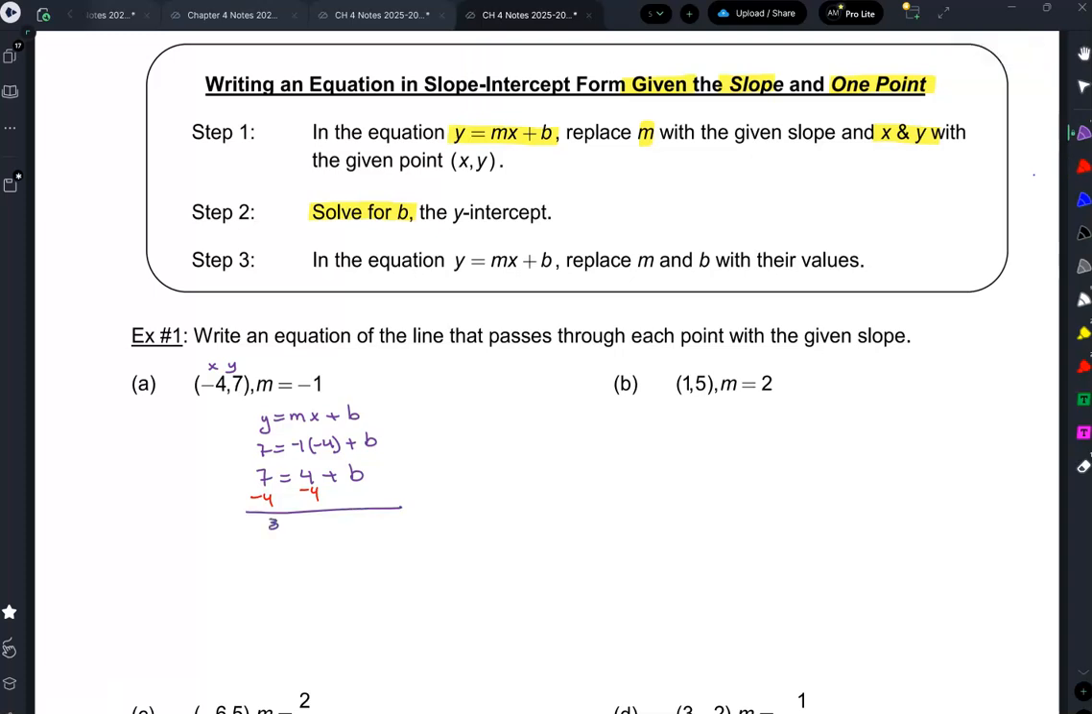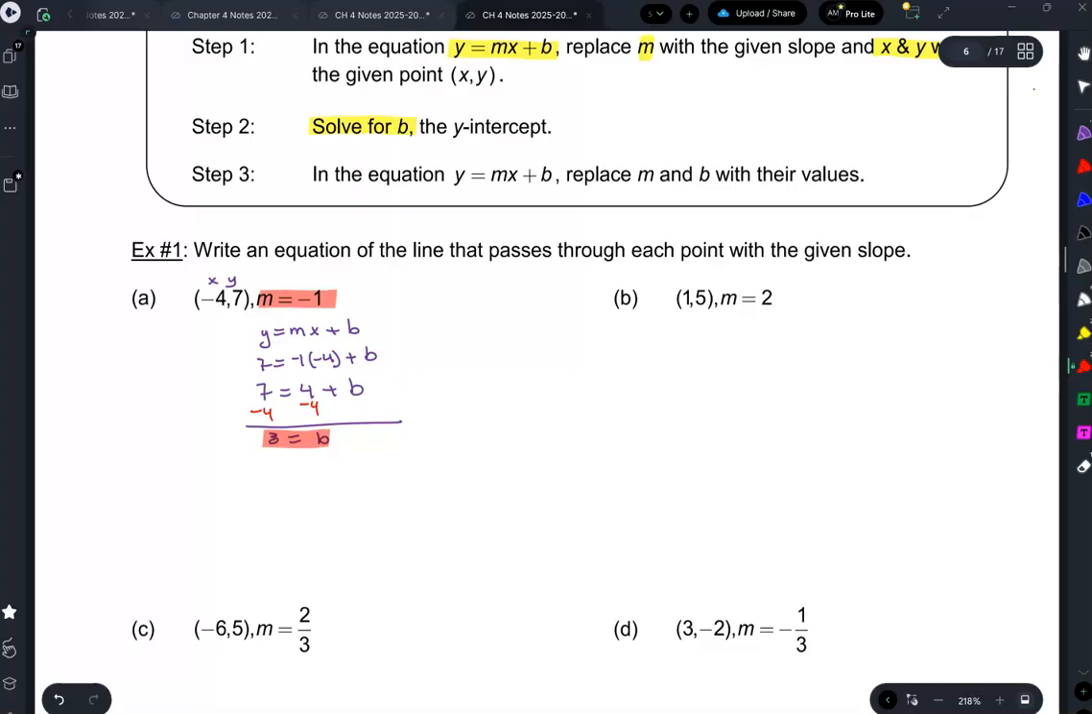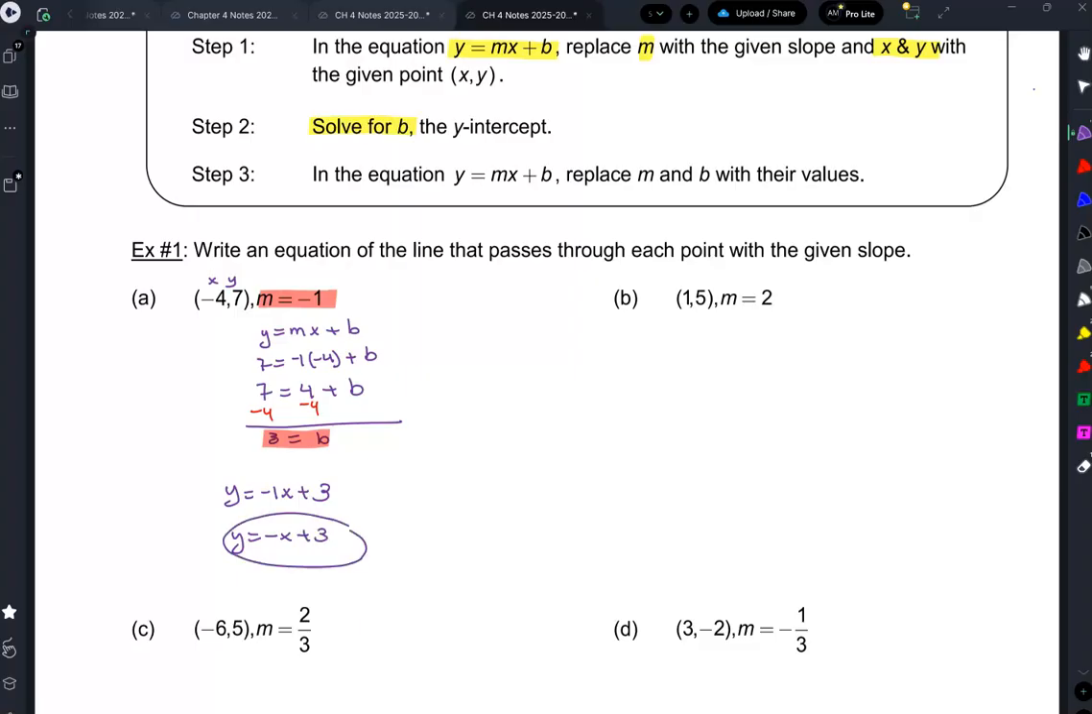3. Yes. Okay, so now I have m and I have b, and now I can plug it back into my equation. y equals negative 1x plus 3. But do we ever write negative 1x? What do we write instead? Negative x. So y equals negative x plus 3. Okay? All right.